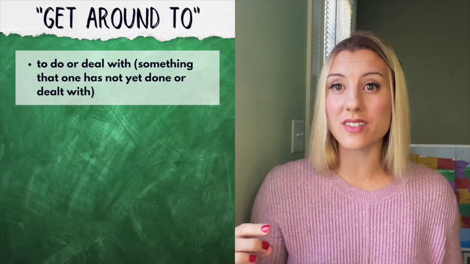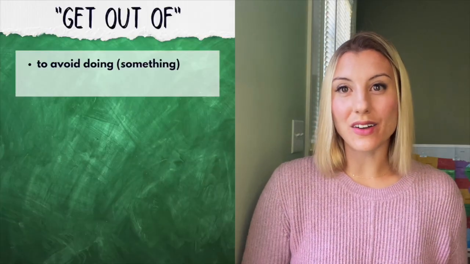If you get around to something, it means that you're putting it off for later and you've done it later. So the most common way to use this phrasal verb is to say, I'll get around to doing it tomorrow, or I'll get around to doing it next week, or even I'll get around to doing it next year. You can also say, I'll get around to studying, I'll get around to cleaning, whatever the verb is that you're using in this sentence.